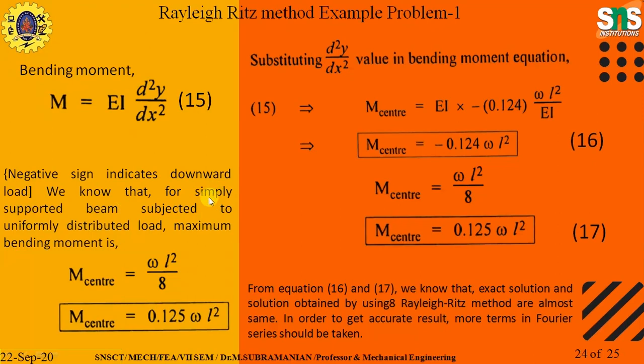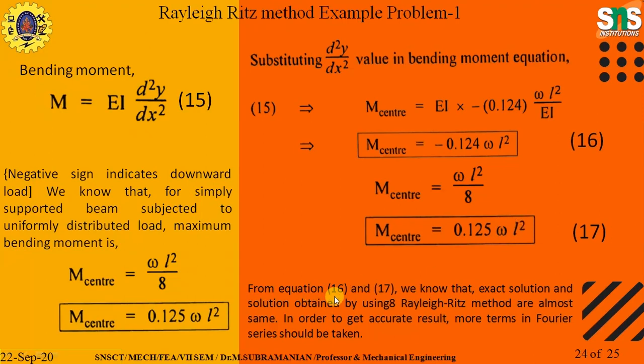So we know that for a simply supported beam subjected to uniform distributed load, the maximum bending moment at the mid span is wL^2 divided by 8. So 0.125 wL^2 is the exact solution. From equation number 16, maximum bending moment M equal to minus 0.124 wL^2. From equation number 17, the maximum bending moment at midpoint is 0.125 wL^2.